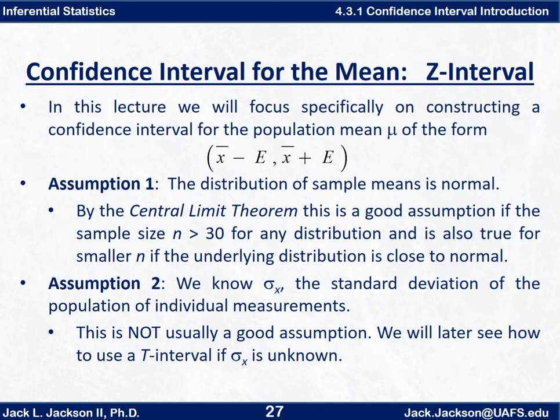And then we're going to see a little bit later on down the line what we do if sigma sub x is unknown, if the standard deviation is unknown for the population. We'll change it from what we call a z interval to a t interval, which is just a variation on a theme here.